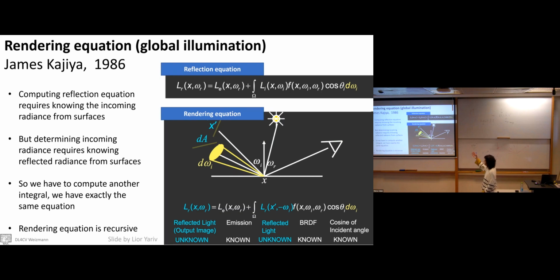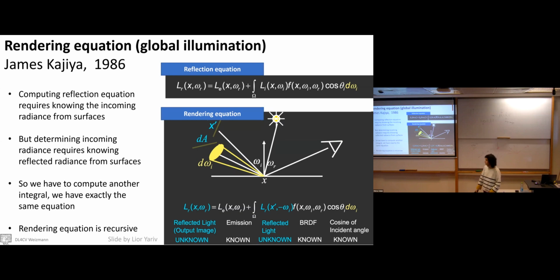So we have to compute another integral which has the same form. You have the rendering equation, that's what is written here, which is very similar to the reflection equation. The only difference is that here I said that this is known, but here I say okay, where does it come from? I need to compute it. In order to compute it, I need to write another reflection equation. And this rendering equation is going to be a recursive one. It's going to be very difficult to solve.